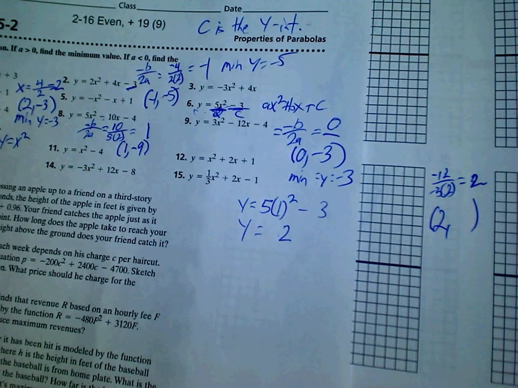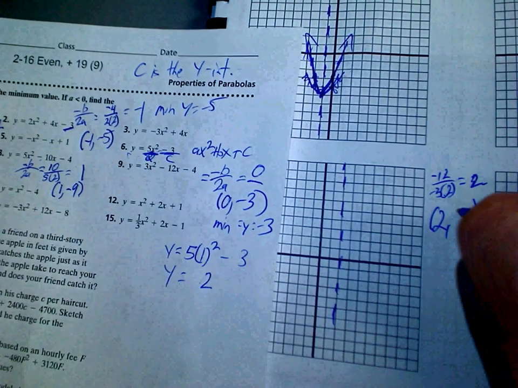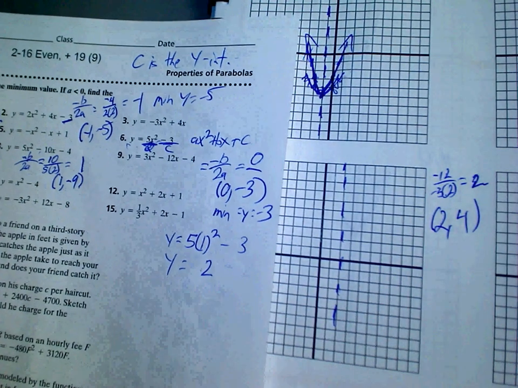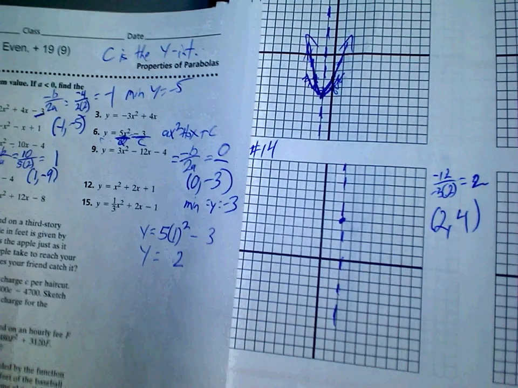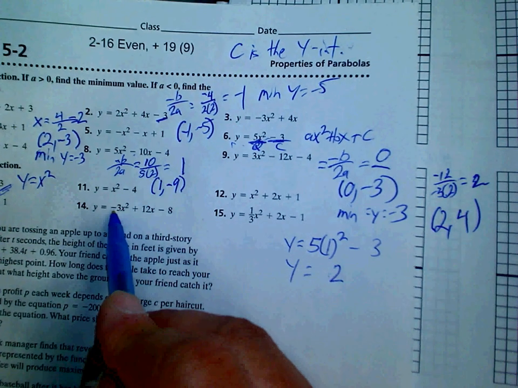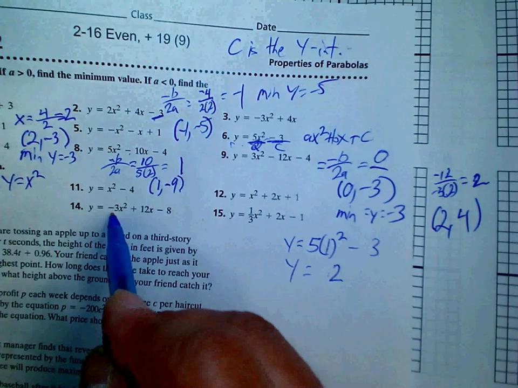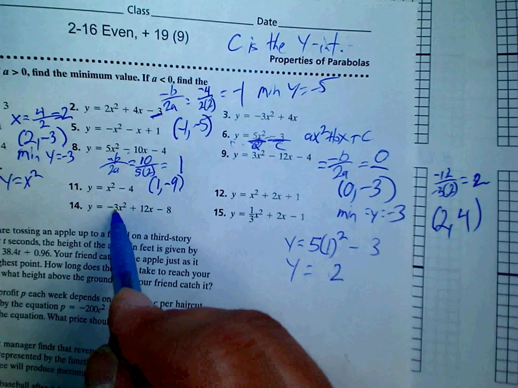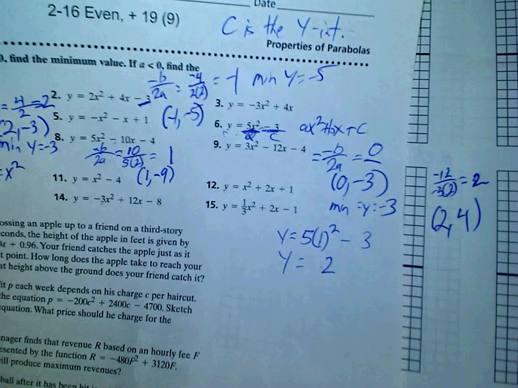4? 4. Everybody agree with 4? 2, 4, vertex. Does it open up or down? It's our first downward opening parabola. It's the first one with a negative 8. Aren't y'all happy you saw one parabola that opens down? I know y'all were getting really upset that you didn't get one that went down. But here we go. Well, what's an easy point to grab?